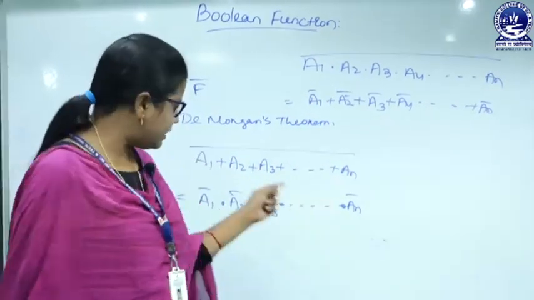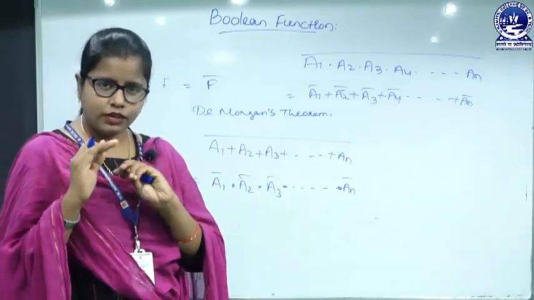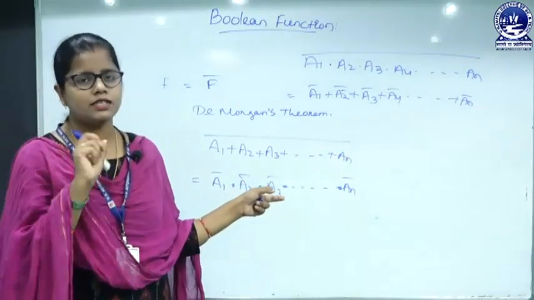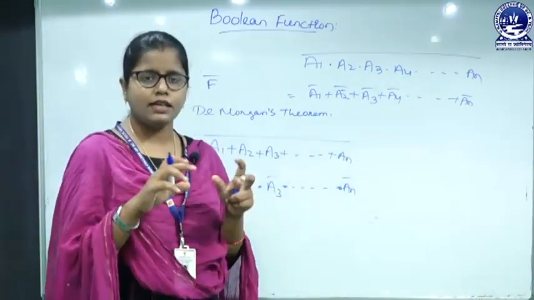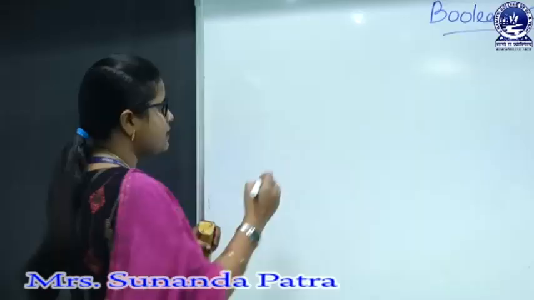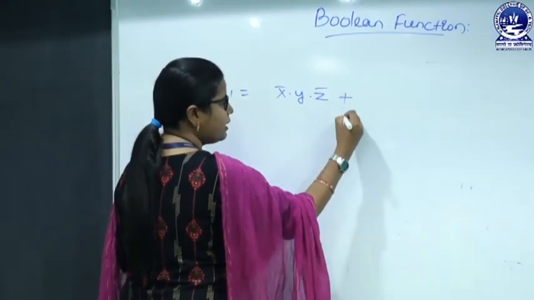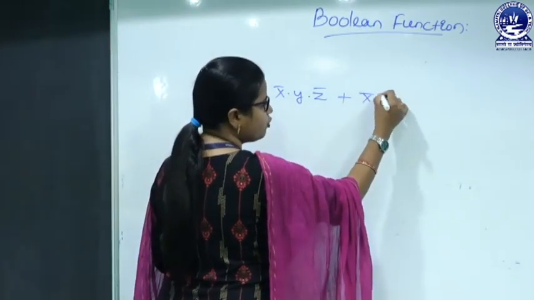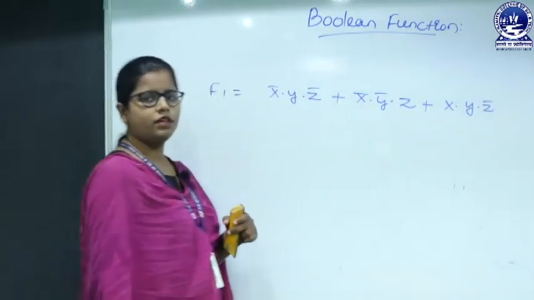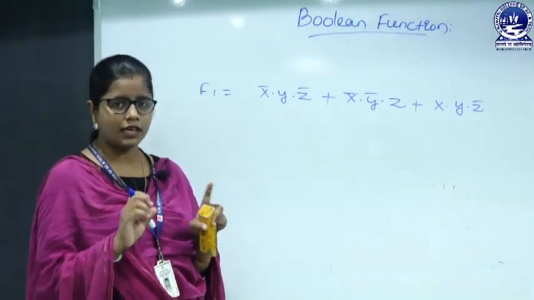When we apply these theorems to an expression, we get the complement of that function. And we have to remember to apply De Morgan's theorem as many times as necessary. Let's take an example and see how to obtain the complement of a function. Suppose the function f1 equals x complement dot y dot z complement plus x complement dot y complement dot z plus x into y into z complement. This is the question, the expression we have to complement.